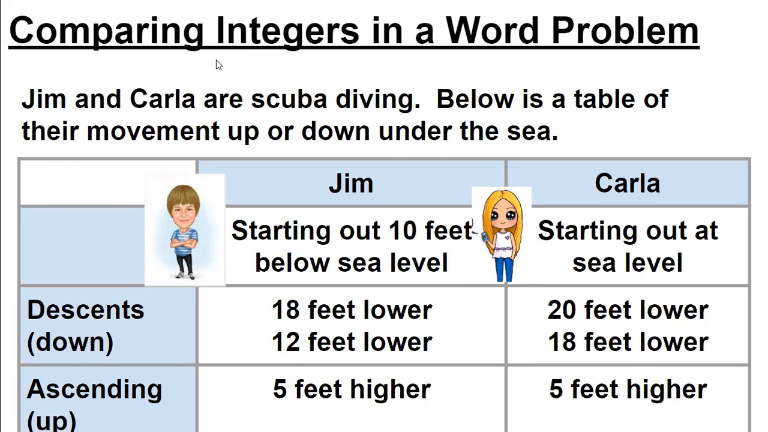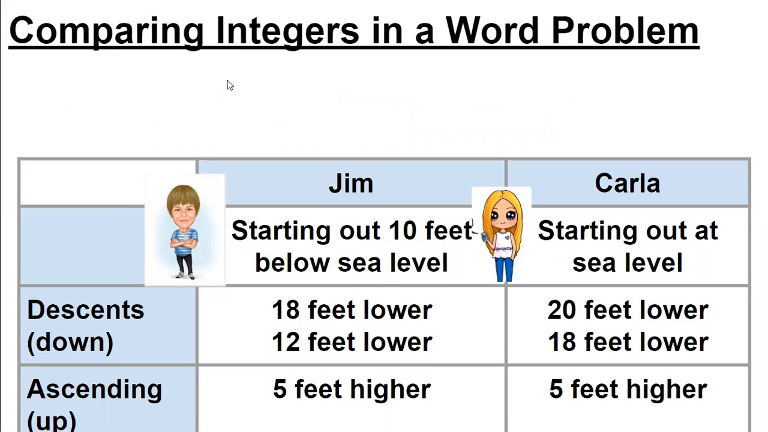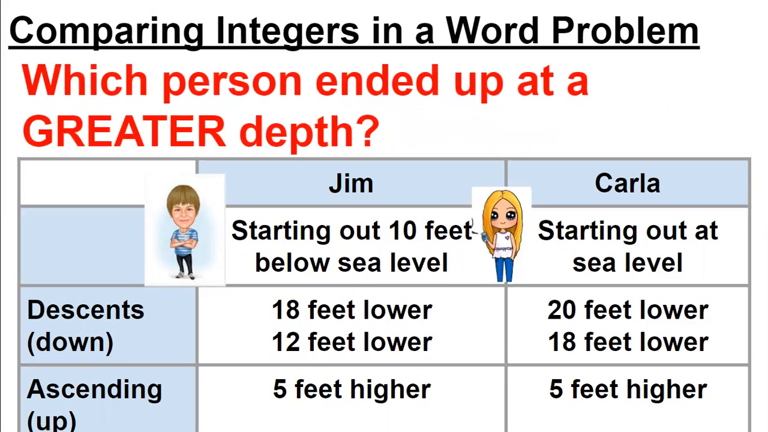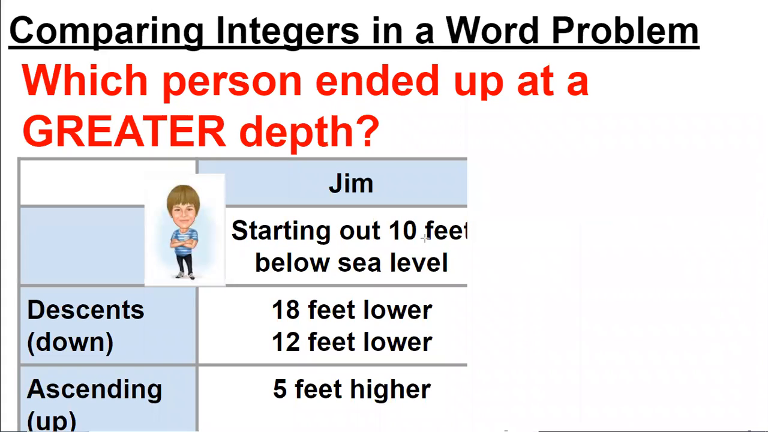Okay, and Carla, she's going to start at sea level. She's going to go down 20 feet lower and 18 feet lower, and then she's going to go up, ascend 5 feet higher. So what is the question they're going to ask us? Which person ended up at the greater depth? We've got a lot of work to do to get to figuring that out. So I'm going to just put a little bit of white space on Carla at the moment. So we have a little bit of workspace here for just Jim.